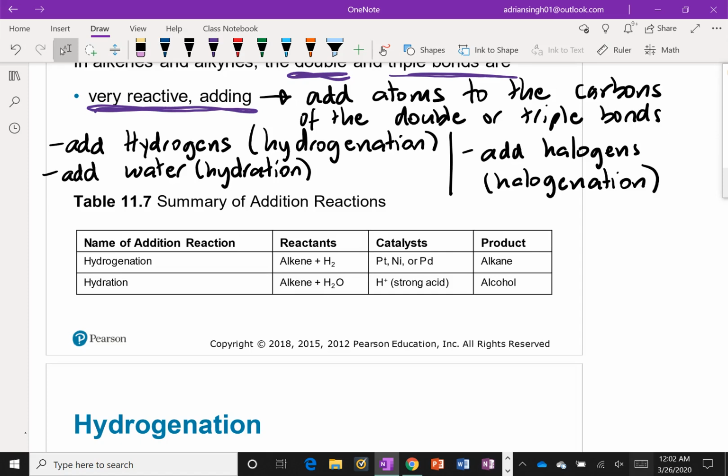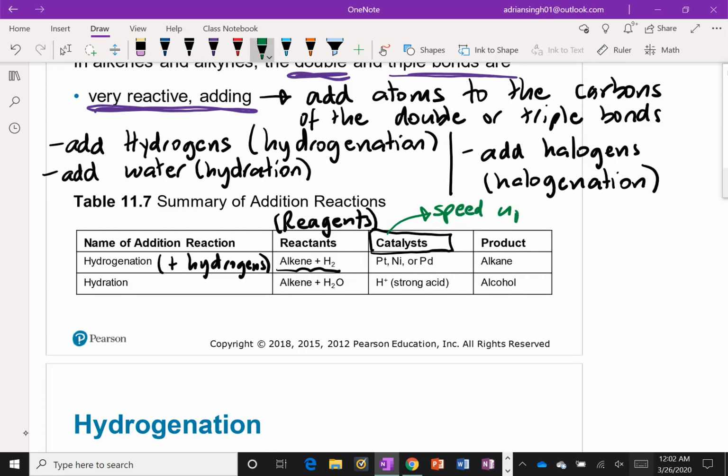So hydrogenation, we're going to be adding hydrogen, so plus hydrogens. So we're going to react the alkene with hydrogen. Reactants, sometimes you'll see the term reagents being used. Reagent just means reacting agent, same thing as reactant. In some cases, we're going to need a catalyst. All right, we talked about catalysts in, I think it was chapter 8. Remember, catalysts are things that speed up, they make the reactions go faster.